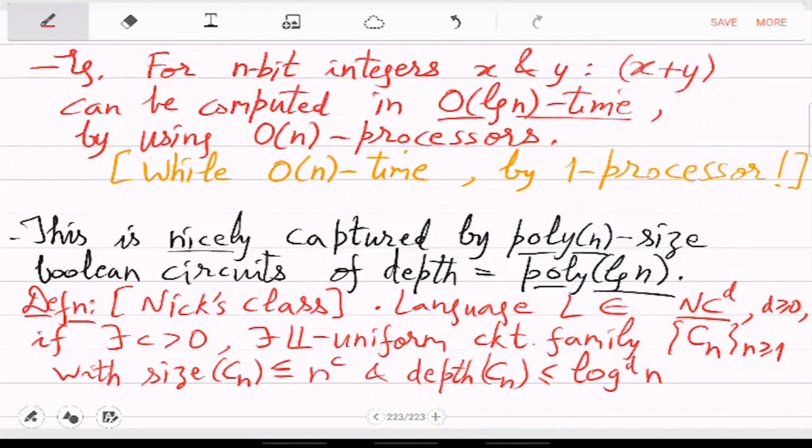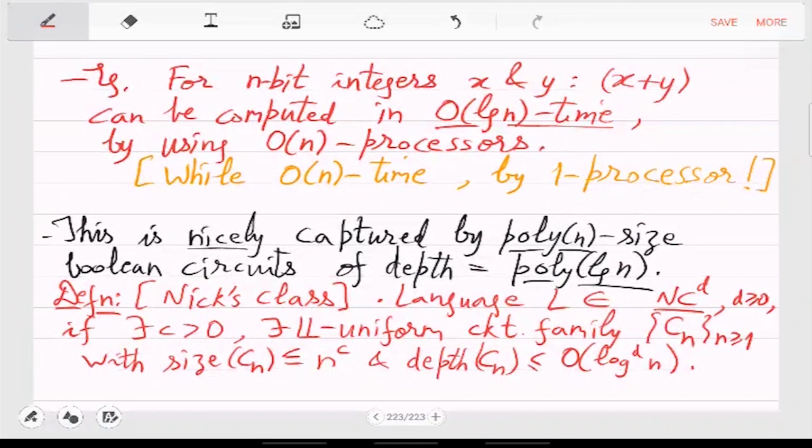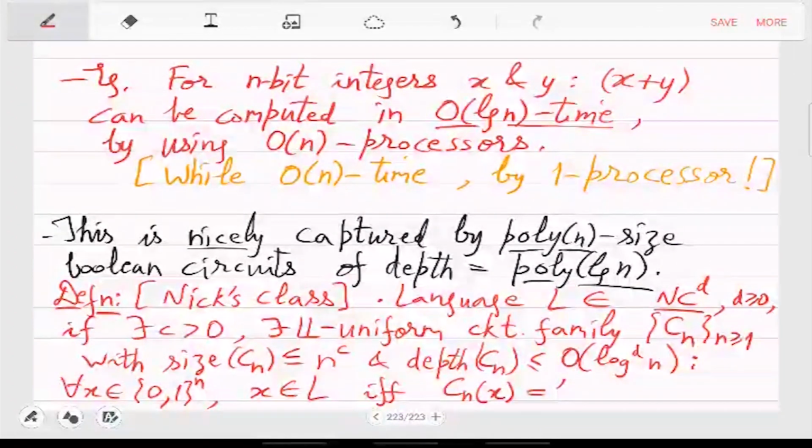So, for constant d, say d equal to 0, what does d equal to 0 mean? It means that depth is O(1), constant, right, that is NC^0. NC^1 means depth is log n, and size is always only polynomial. Okay, so these are the classes NC^d such that the circuit family C_n computes L. So, for all x in {0,1}^n, x is contained in L, x is a yes string, if and only if C_n(x) is 1. Okay, so C_n solves L using poly n gates and (log n)^d depth.